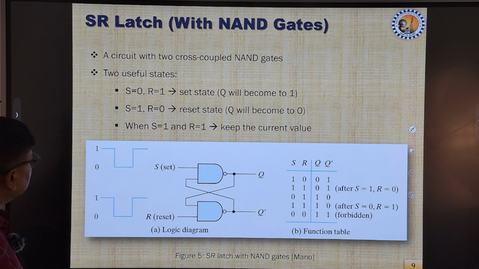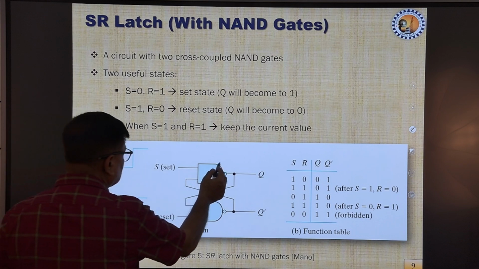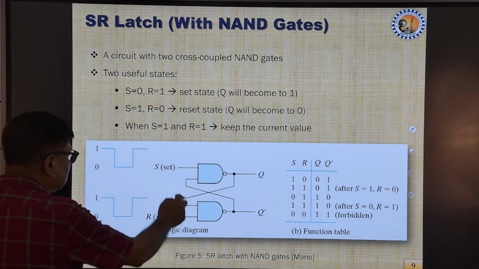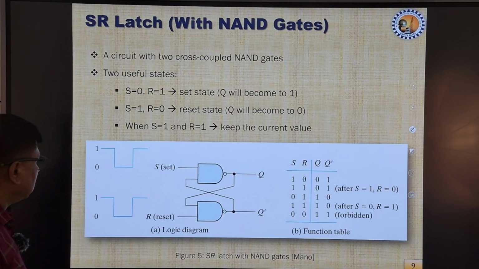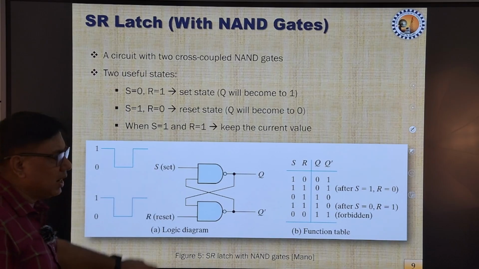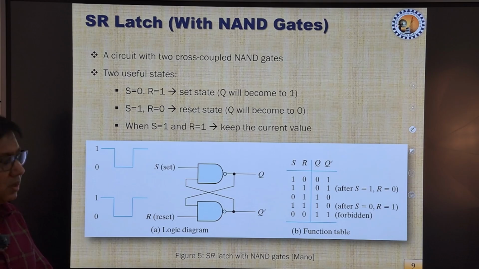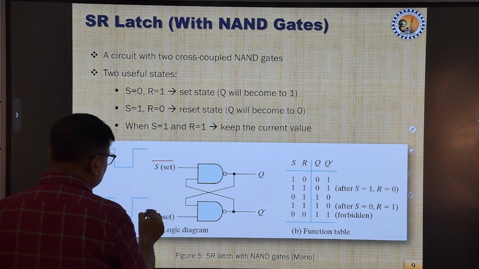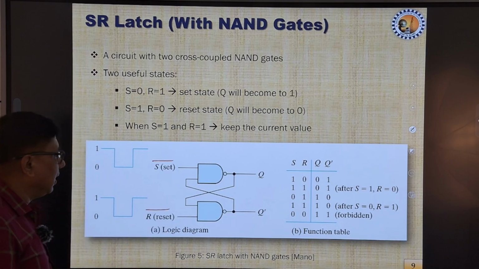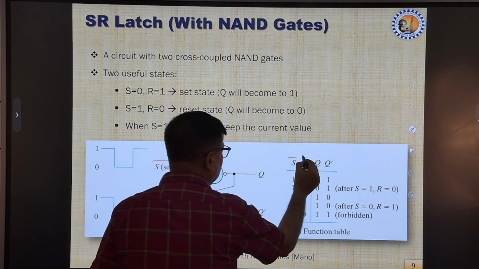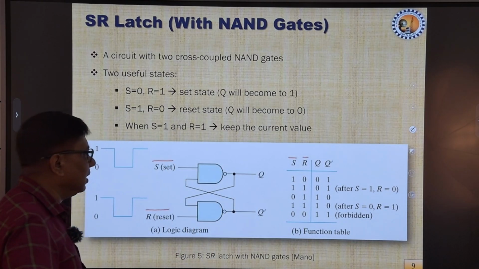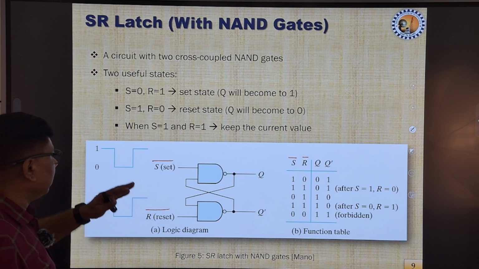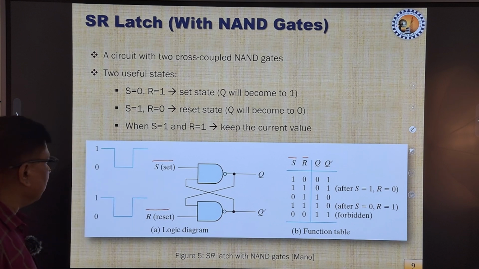Now, next again an SR latch, but this time it has been constructed using NAND gates. Almost similar connections, but the only difference over here is that the inputs are actually inverted. Instead of set or reset, I would prefer to say these are S bar and R bar. That will give a very good understanding, and also similarity with the previous circuit that we have just discussed.